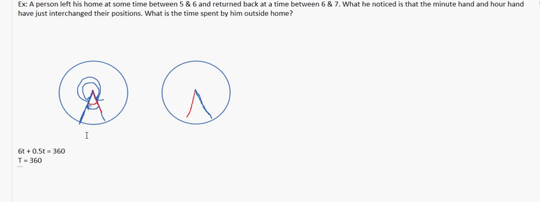360 divided by how much? 6.5, which is equivalent to 55.3846. So he was outside the home for 55.3846 minutes. So this is our final answer. Seemingly a very complex question, but if you try to make the clocks and try to reduce it to the basic concepts, it would be an easy question to solve, right? So this is all for clocks.